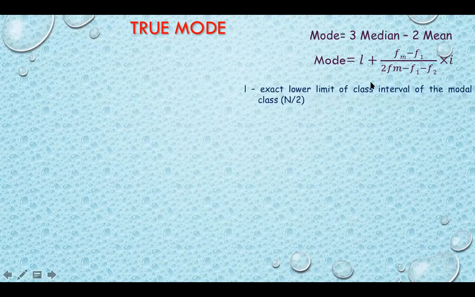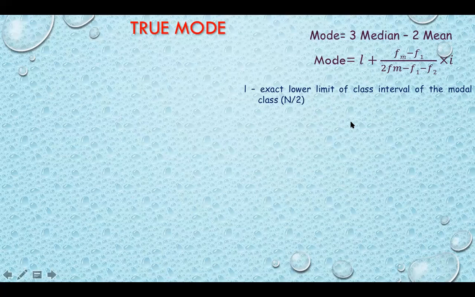Here, L is the exact lower limit of the class interval of the modal class. Why do we always use the exact lower limit? In educational research, we always have class intervals that are not continuous, that are discontinuous. So we always use the exact lower limit of the class interval.